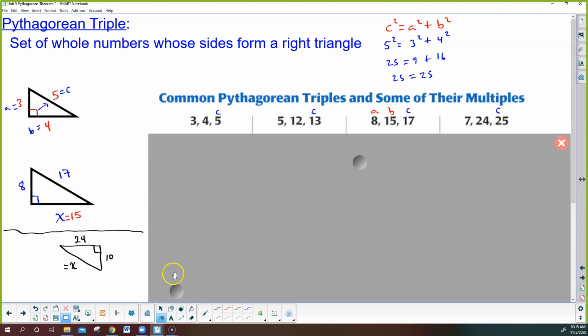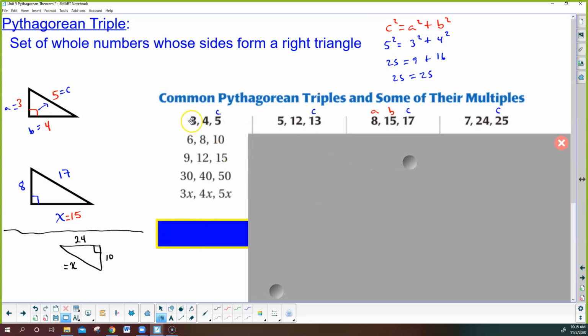Now, here's the thing I didn't share with you yet, but it's in the title. Not only do these triples satisfy the Pythagorean theorem, but so do their multiples. So what do we mean by that? Well, what if I multiply everything, the 3, 4, 5, by 2? That turns into 6, 8, 10. That is also going to satisfy the Pythagorean theorem.